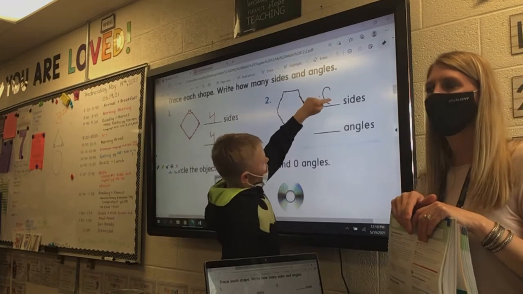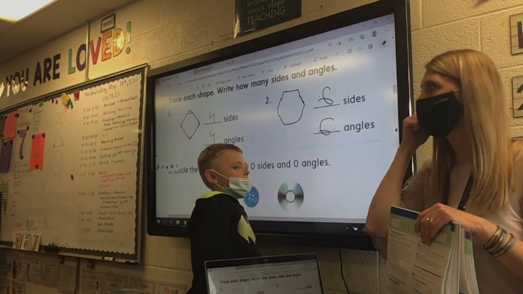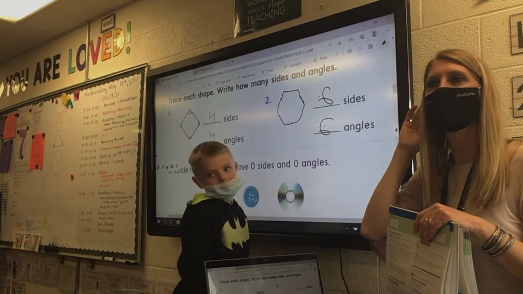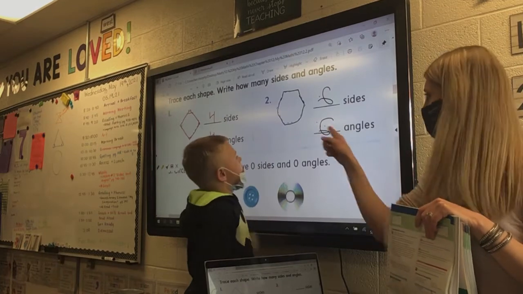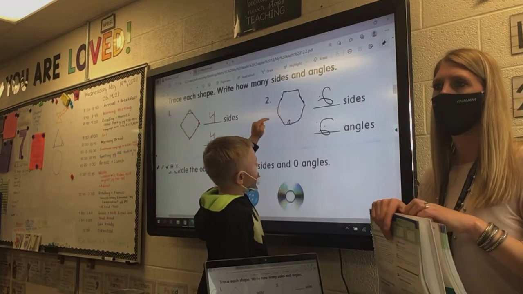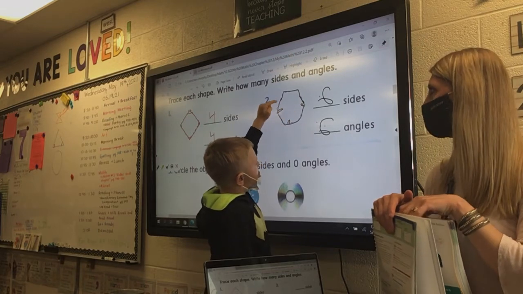6. Second graders, as Tyson writes a 6, I want you to think, what is this shape called? What is it, guys? Hexagon! Draw in the angles. When Tyson said 5, I said 1 up, Tyson. He was just one off.